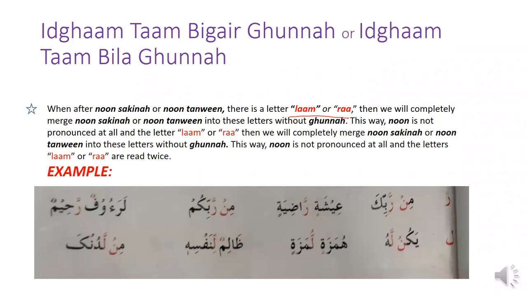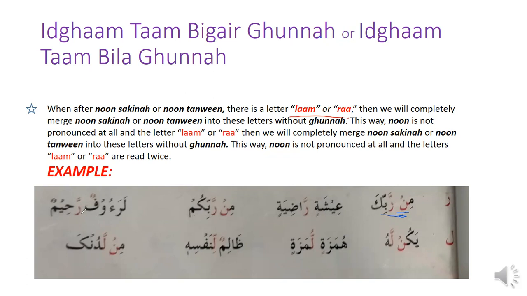The examples are shown over here. The examples of ra are in the first row, and the examples of lam are in the second row. First example of ra is mirrabbika. Over here, noon is not pronounced. We will read these two words as mirrabbika. So we are not pronouncing the noon, but we are pronouncing ra. We are not even doing the gunna. Ishati radiya. Mirrabbika. Mirrabbikum.